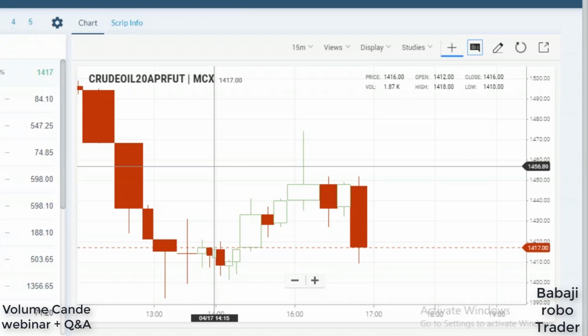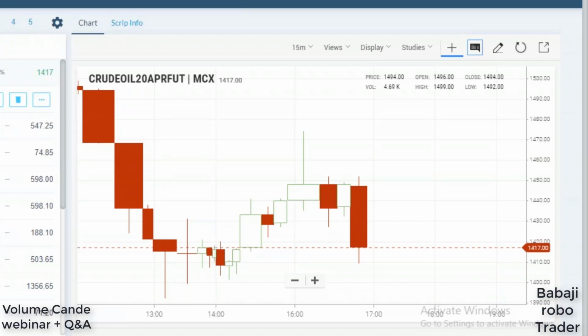For this session, we have seen the pin bar and the volume. How we can utilize the pin bar for the reversal, and how we can utilize only the volume for the trend direction, either buy or sell, and we mixed both the pin bar and the volume. Understood? Okay, I will show some stocks also.